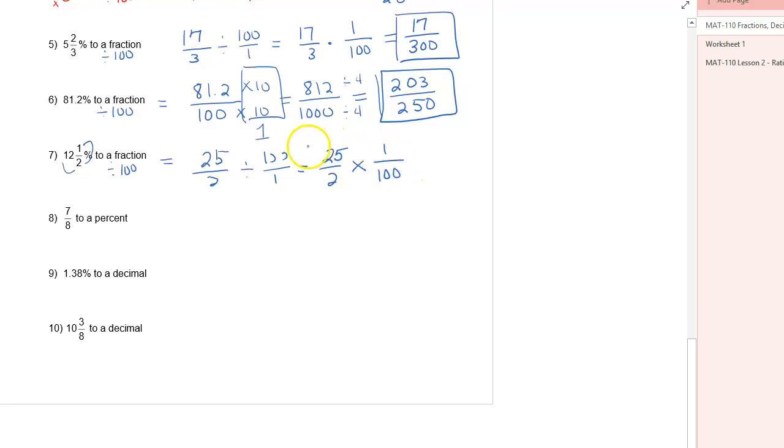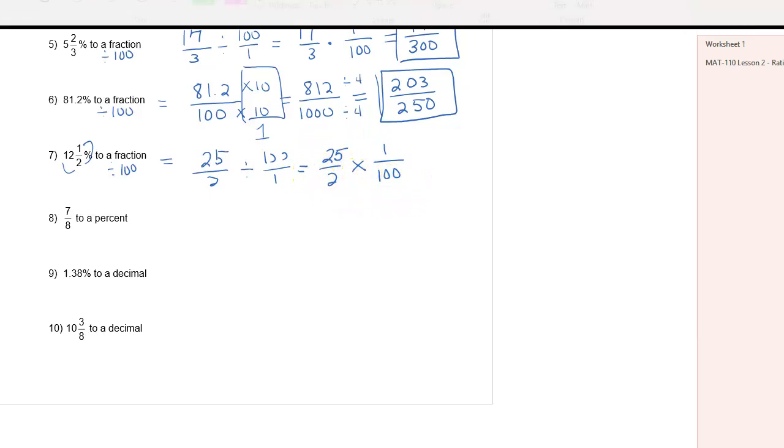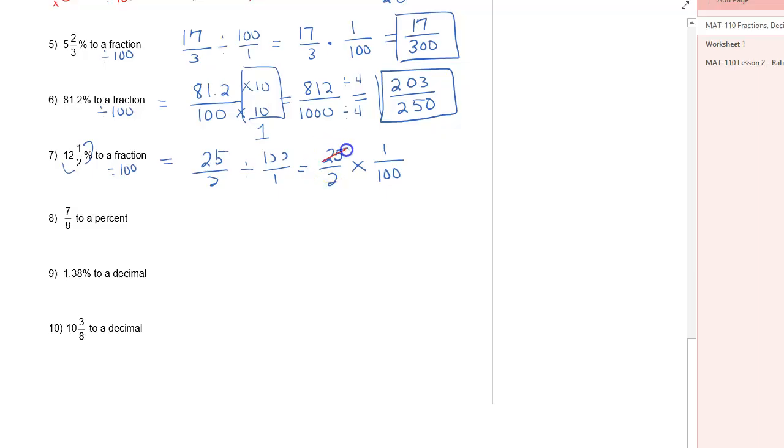Well, I do see now that I can cross simplify. 25 will go into itself 1 time, and it will go into 100 4 times. So now 1 times 1 is 1, and 2 times 4 is 8. And that gives me my final answer.